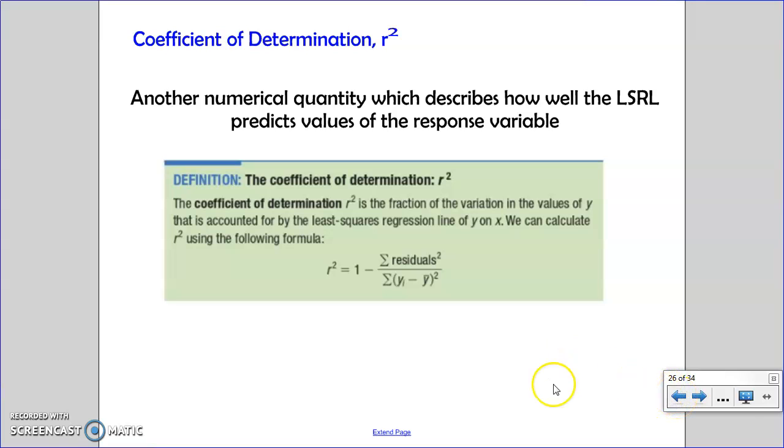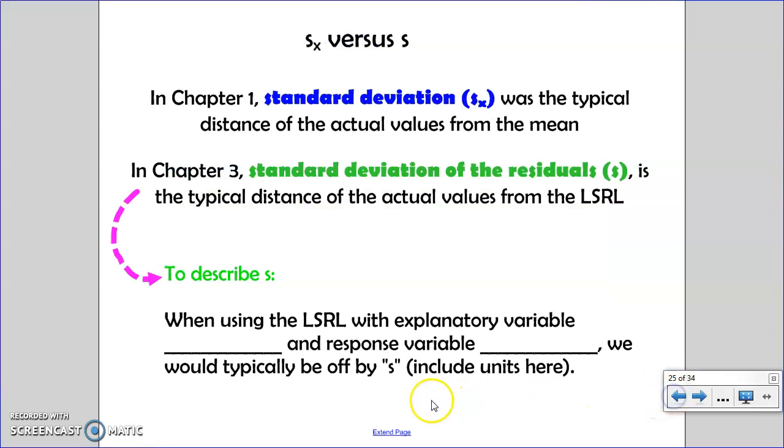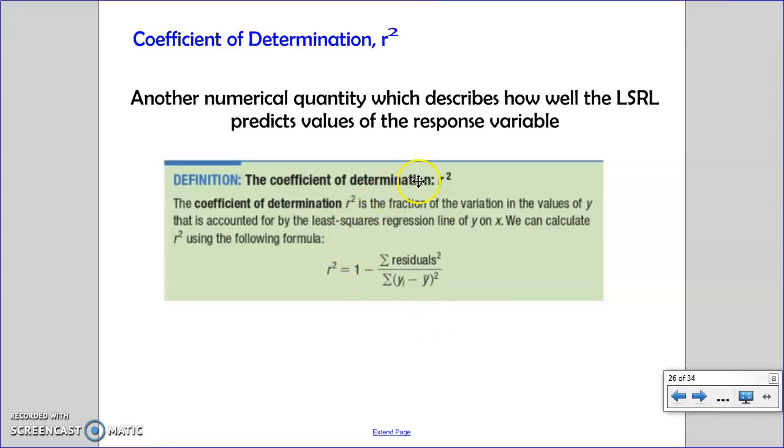If you think about lowercase s on this prior page, you really want that value to be small. You don't want to be off by a lot, right? And then here for r squared, you want to be able to describe much of the variation in the y values that's happening by your line that you've created. Otherwise, maybe that line wasn't the best choice for you to model your data.